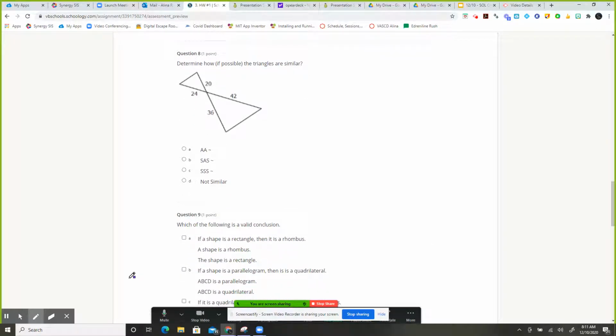How would you approach 8? Because we didn't spend nearly enough time on these kind of questions. You could do proportions. I love it. You see the word similar and you think proportion. What numbers would I put in the proportion? 20 over 24, because they're in the same triangle. And then 36 over 42, because I need the small number on the top and the big number on the bottom. So do you cross multiply here, or do you divide and get the decimal?